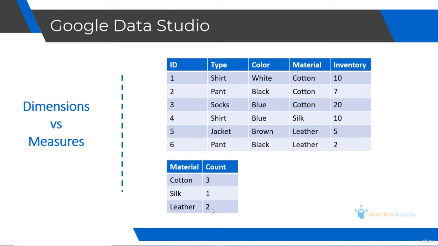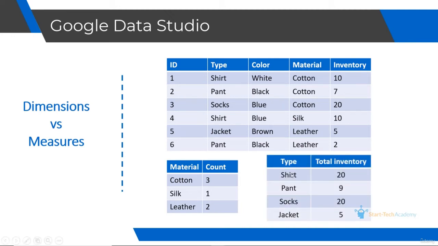Or suppose I want to find the total inventory of each type of product. So this is the result I want. So the total inventory for shirt type is 10 plus 10, which comes out to 20. For pant, it is 7 plus 2. So the total inventory is 9. For socks, it is 20. And for jacket, it is 5.